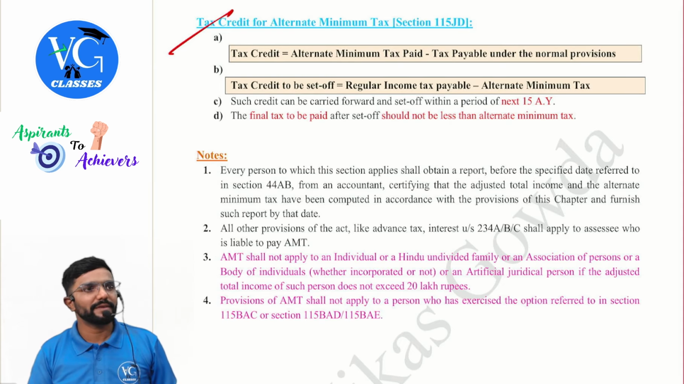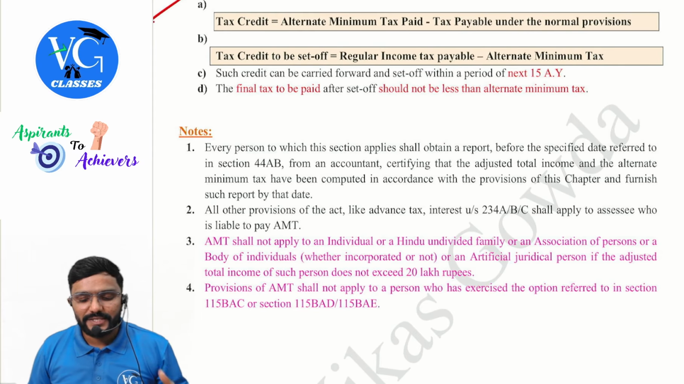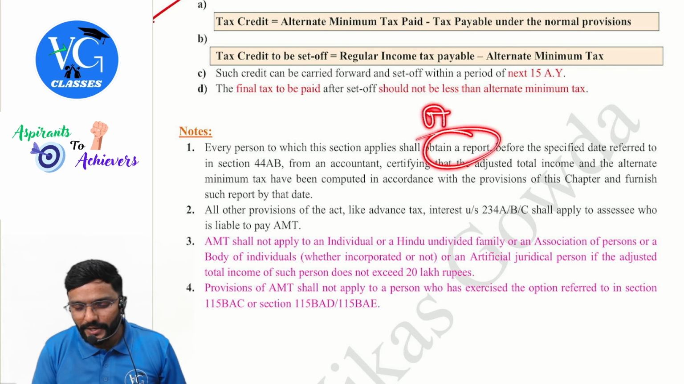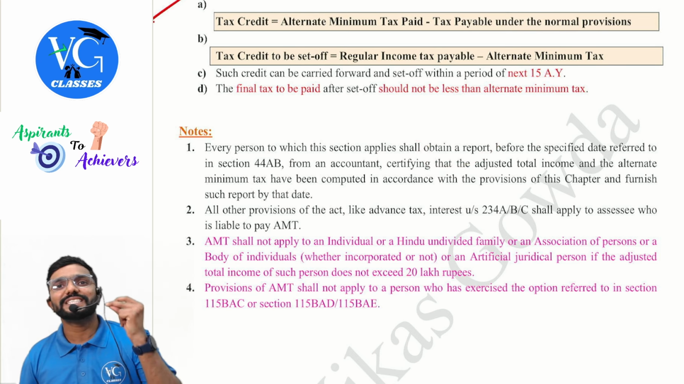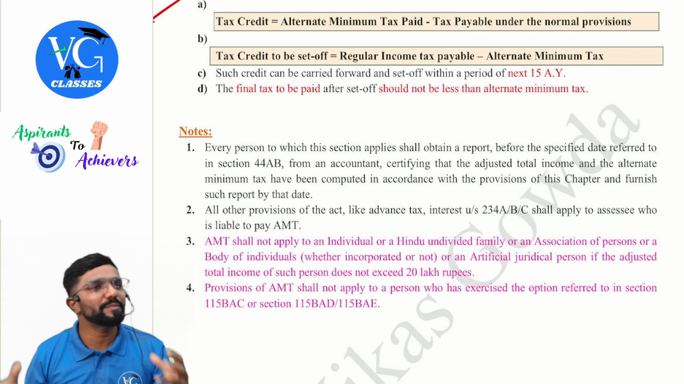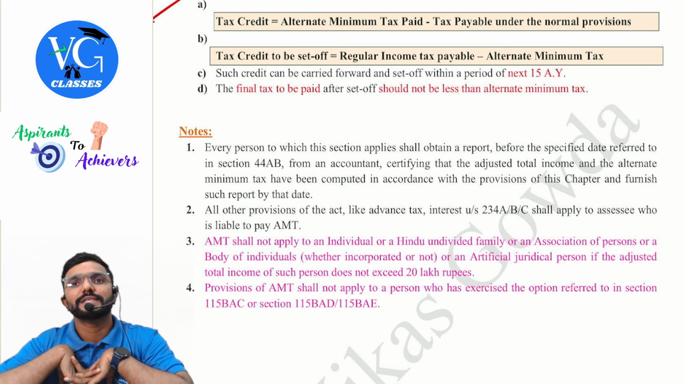Notes. Some notes I have given with respect to AMT only. Every person to which this section applies shall obtain a report. Which report? Audit report. From whom? Chartered accountant within a specified date. Which is that specified date? 1 month prior to the due date of filing the returns. That is on or before 30th September.